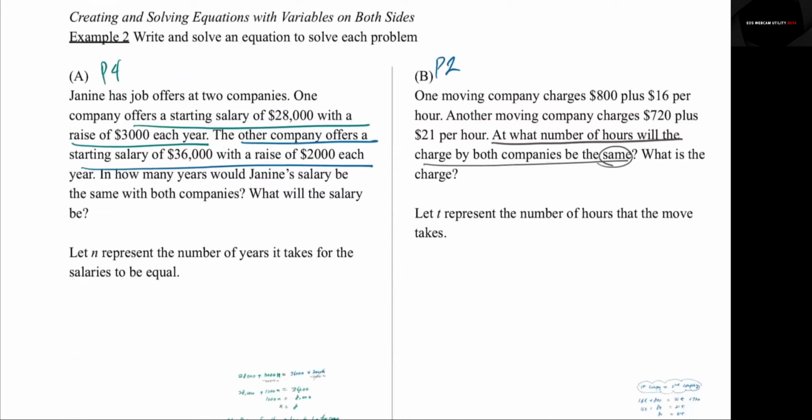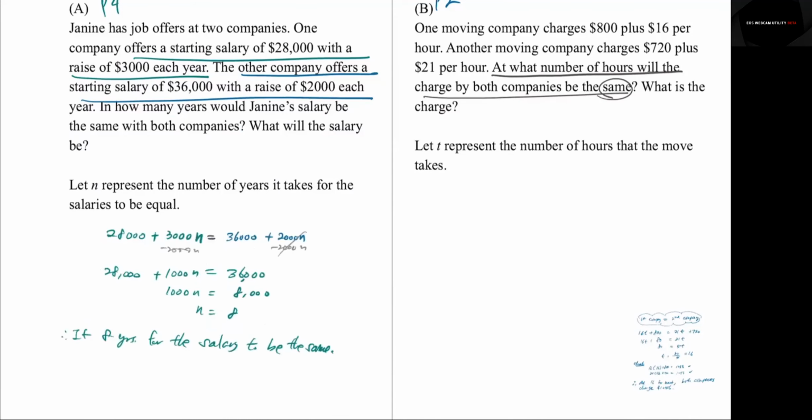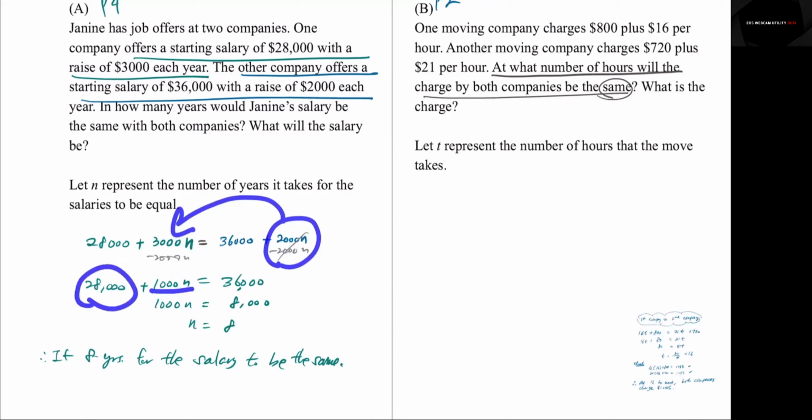So the teal tells you one expression, and what's in the blue tells you a different expression, right? So let me make this slightly bigger. And n represents the number of years to make that happen. The teal one is $28,000 to start, plus 3,000 times n, because it's $3,000 you get raised every year. And in the blue, you get 36,000 with 2,000 to increase. By solving for n, you get 1,000 n, and you subtract 28,000 from this, you end up with this expression, 1,000 n equal to 8,000, so n equal to 8.